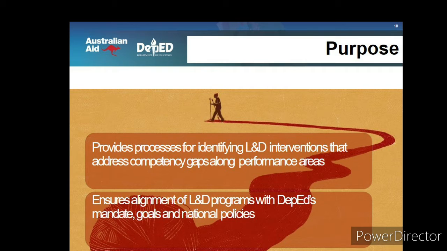1, Strategic Plan for Professional Development, or the SPPD, which maps out learning and development programs to develop competencies essential to achieving strategic performance goals over a 5-year period for the department, regional and schools division levels, and a 3-year period for schools. Second, the Annual Plan for Professional Development, or the APPD, which maps out the yearly implementation of the SPPD.